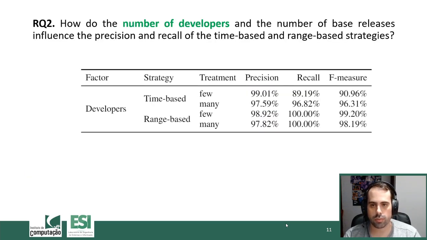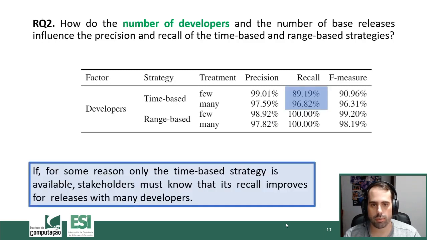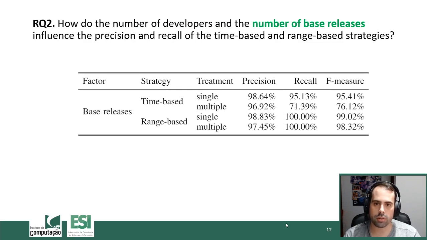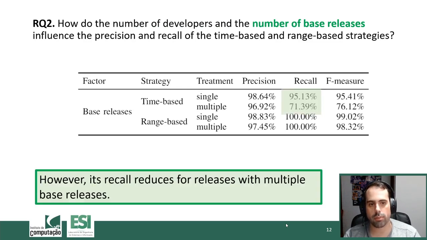In RQ2, we evaluated factors that may influence the precision and recall of the strategy. We found that the number of developers influenced the time-based strategy recall. The bigger the number of developers, the better the recall. The range-based strategy is not affected by the number of developers. We also found that the number of base releases influenced the time-based strategy recall. The bigger the number of base releases, the worse the recall. The range-based strategy is not affected by the number of base releases.